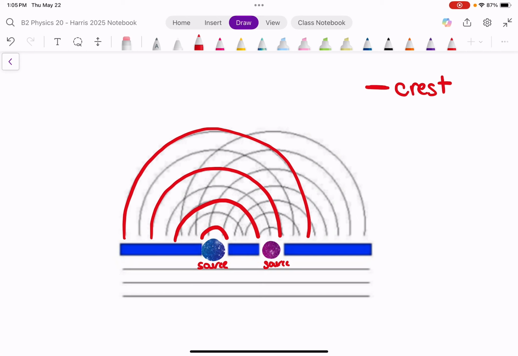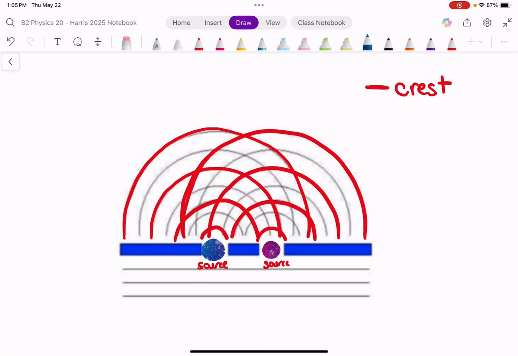Now I'm going to deal with my right source, which I'm going to use the same color, and it's also going to be starting with a crest. Then I'm going to skip a line, and then I'm going crest again, skipping a line because it's a trough, then I'm going crest, skipping a line because it's a trough, and then the last one here is going to be a crest. Okay, now it's much easier to see those interference patterns.